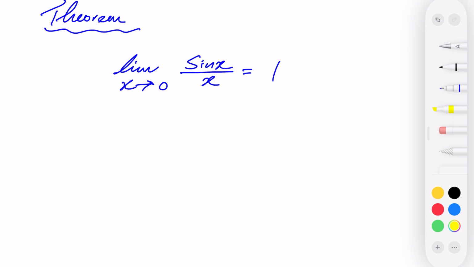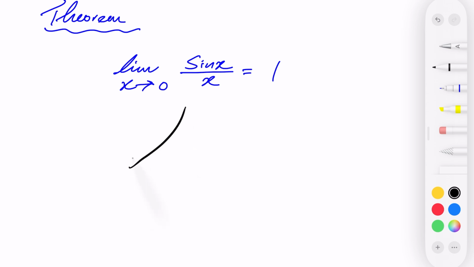In other words, this means the limit as x approaches 0 from the left hand side of sine x over x is equal to the limit as x approaches 0 from the right hand side of sine x over x. The second thing is that the limit is equal to 1. That means each of the left hand limit and the right hand limit is equal to 1. So when we do the proof, we have to show both cases.